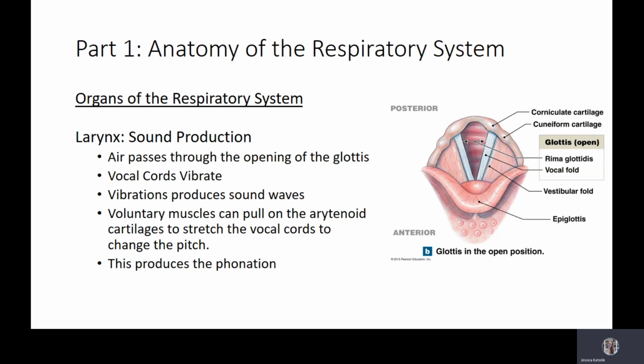So being able to control the length of the vocal cords will help you control the pitch. This is what singers do. They have very fine control of their muscles that are going to the arytenoid cartilage, and they can control the length of their vocal cords to create certain notes.